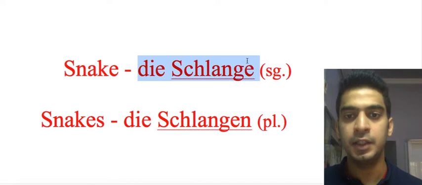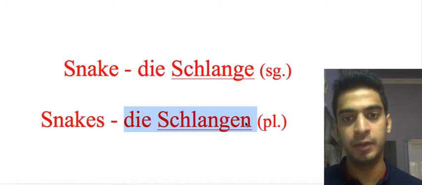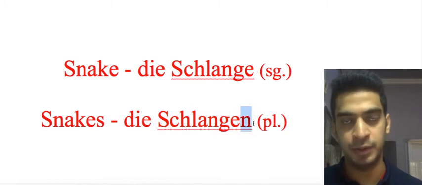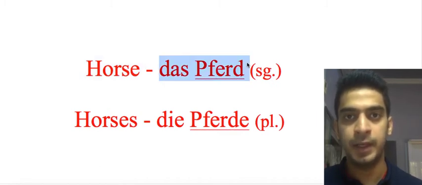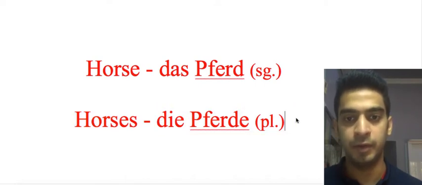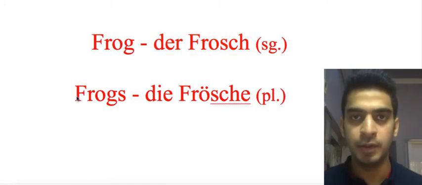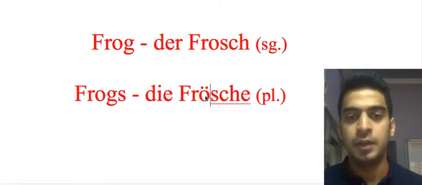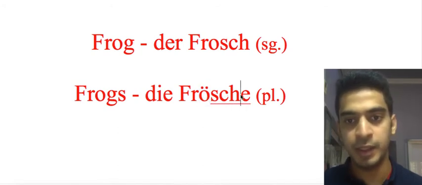Snake, die Schlange, singular form. Snakes, die Schlangen, plural form. Extra n at the last position, die Schlangen, snakes. Horse, das Pferd, singular form. Horses, die Pferde, plural form. Extra e at the last position, die Pferde, horses. Frog, der Frosch, singular form. Plural, frogs, die Frösche. We have two changes here. O is with umlaut, meaning with two dots, and an extra e at the last.